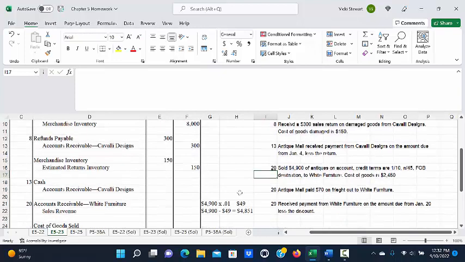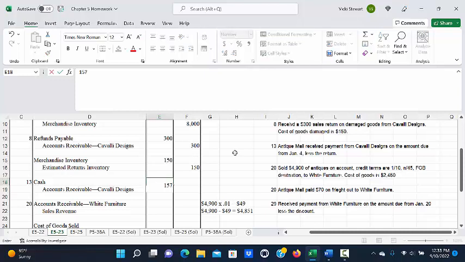Then on the 13th, Antique Mall received payment from Cavelli Designs on the amount due from January 4th less the return. So originally they had purchased $16,000, but they returned $300, so the debit to cash would be $15,700, and then we would credit accounts receivable Cavelli Designs for the same amount.